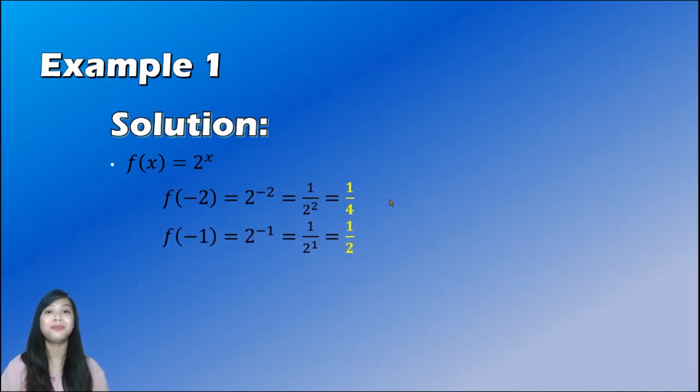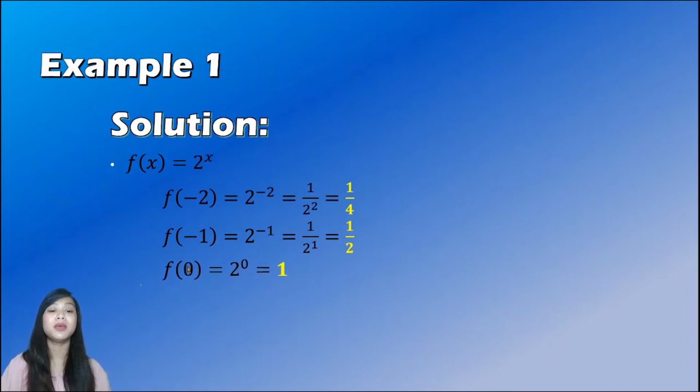Next, we have -1 as the value of your x. So let's substitute: f of -1 equals 2 raised to -1. That is equal to 1 over 2 raised to 1. This is the same as what I've said, the law of negative exponents. So 1 over 2 raised to 1 is also equivalent to 1/2. So when our x is -1, the y, or the range, is 1/2.